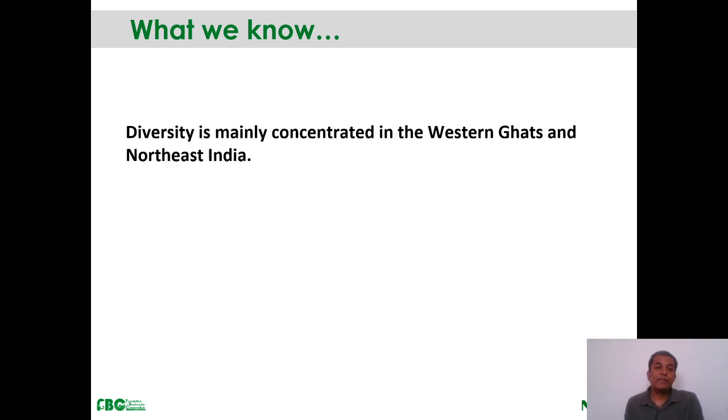Second thing, the diversity of amphibians and reptiles in India is highly concentrated in the Western Ghats and the northern part of India. There are quite a few species in the islands as well. This is where much of the diversity of amphibians and reptiles is concentrated. But that doesn't mean that they are not there in other landscapes. They are there, but not in large numbers. That's what I mean to say.